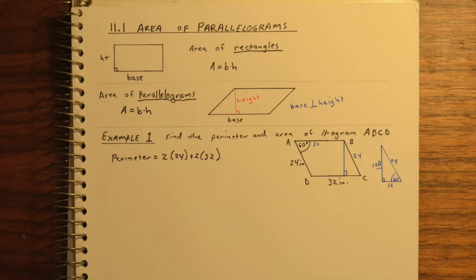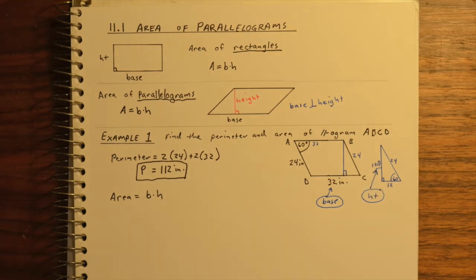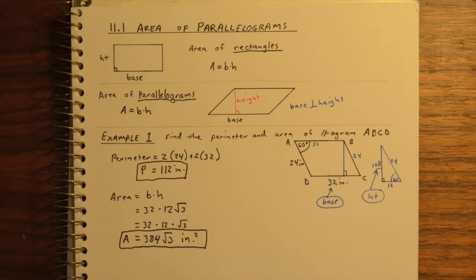So the perimeter is two sides of 24 and two sides of 32, which gives us 112 inches. And then area, base times height, I'll take 32 times 12 root 3. Now remember, when you're multiplying, not adding, you can multiply in any order you want. So if I want an exact answer, I'll multiply 32 times 12 and leave the root 3 tacked on at the end. Make sure you label as square inches.